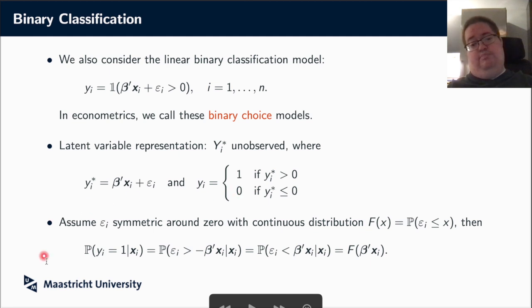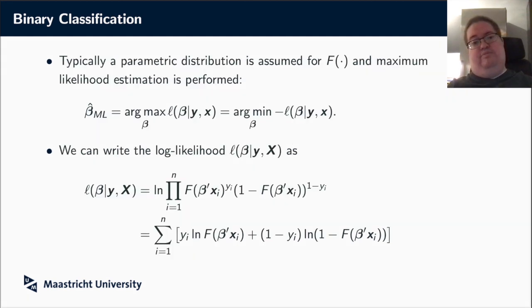Well, we can model this by modeling the probability that we observe a 1, conditional on the x's, on the regressors. And we can simply write out that that probability is equal to the distribution of your epsilons evaluated at the point beta prime xi. So what we typically do to solve that problem is assume a parametric distribution for f, because in that case we can do maximum likelihood estimation. Right, so we write down the log likelihood and then solve for the beta that maximizes that log likelihood.